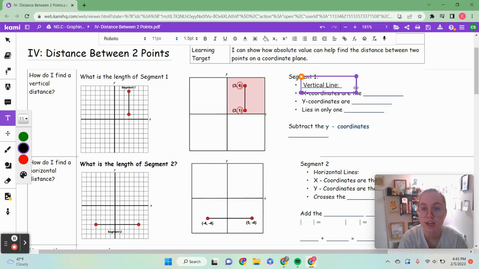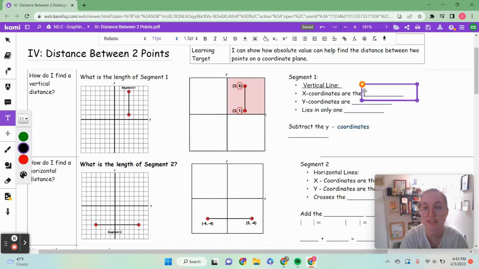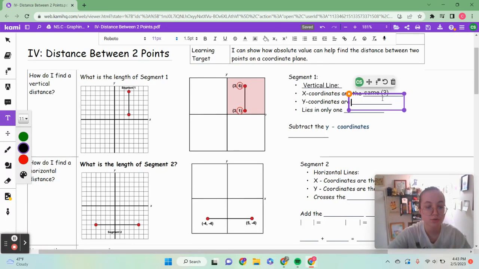And the protocol for that, I want to know what the x-coordinates are. The x-coordinates, those are both 3. Those are the same, right? The same, and they're 3. If I want to find the y-coordinates next, those are different. Got them circled in red there. The y-coordinates are 1 and positive 6.